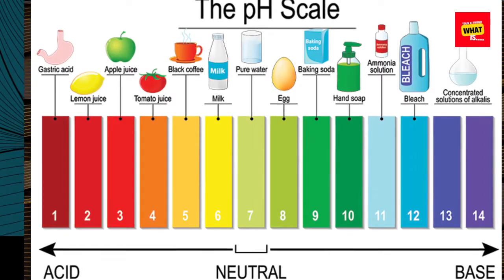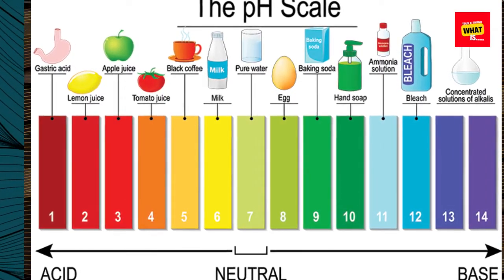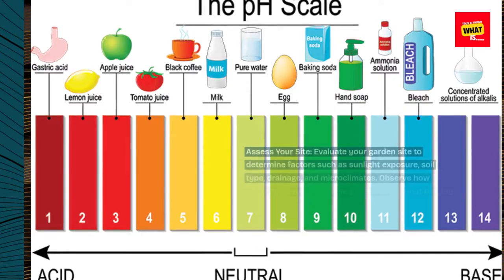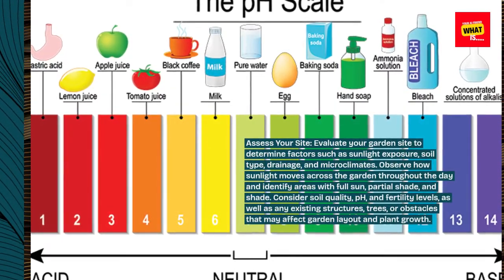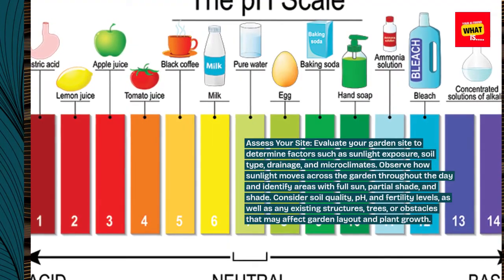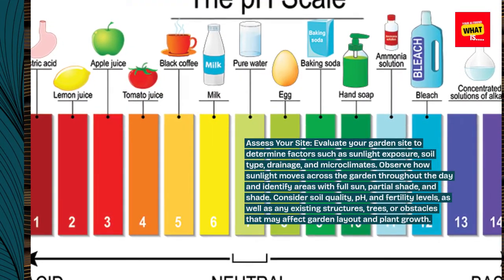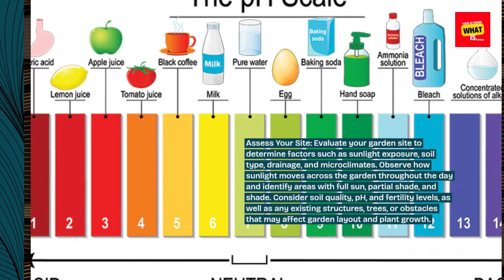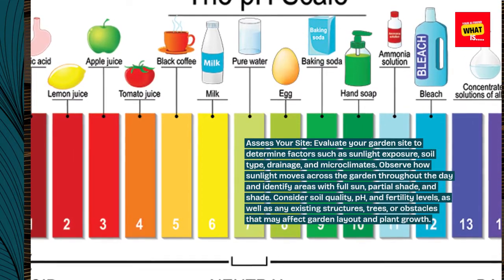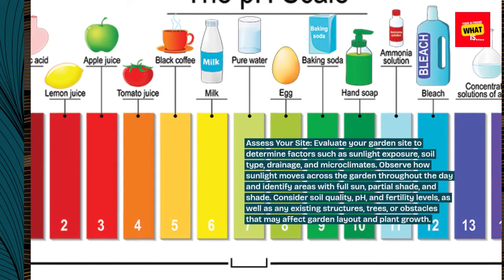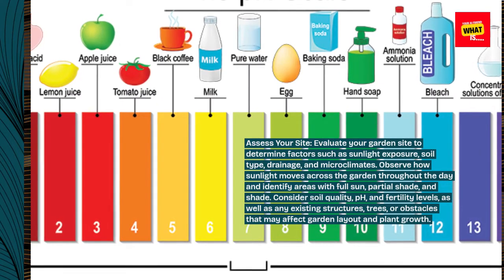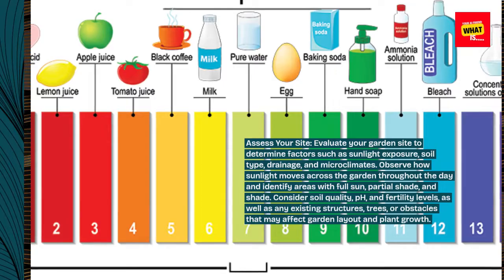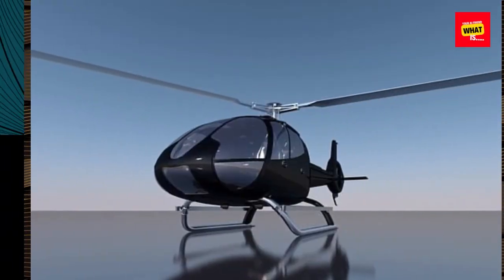Assess your site. Evaluate your garden site to determine factors such as sunlight exposure, soil type, drainage, and microclimates. Observe how sunlight moves across the garden throughout the day and identify areas with full sun, partial shade, and shade. Consider soil quality, pH, and fertility levels, as well as any existing structures, trees, or obstacles that may affect garden layout and plant growth.